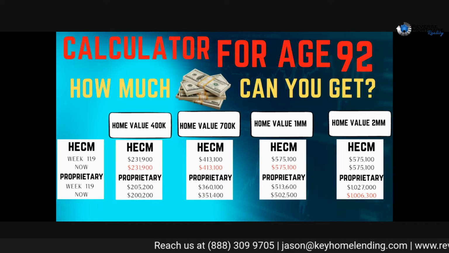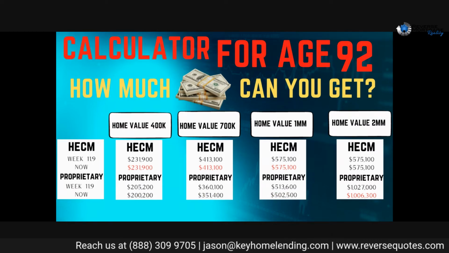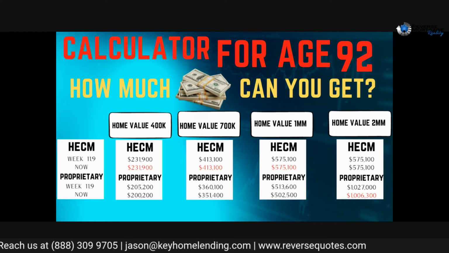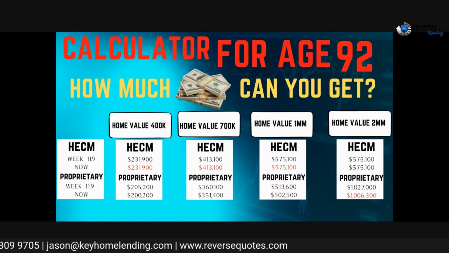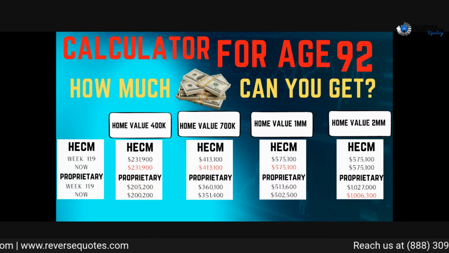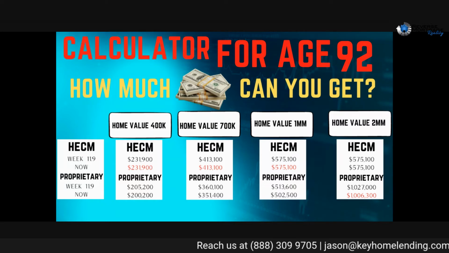Not many of you are 92, but if you're looking at this for a grandparent or a parent who's in their 90s and they need home health care, reverses are awesome. So at age 92, same thing with the HECM. You can actually see, let me go back real quick.